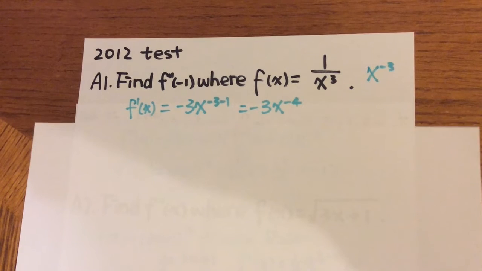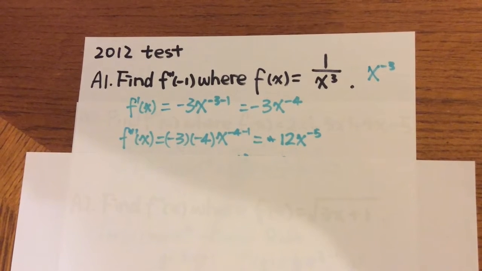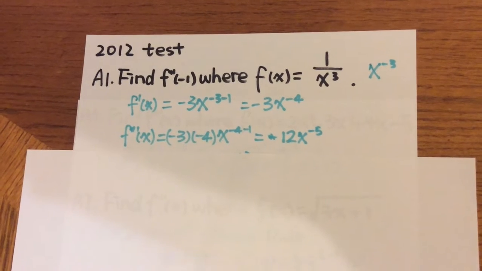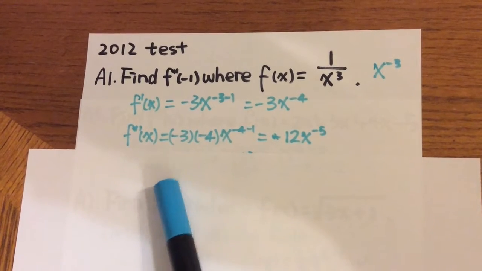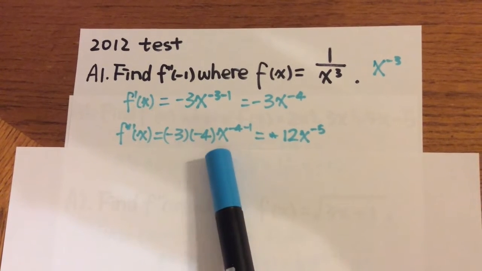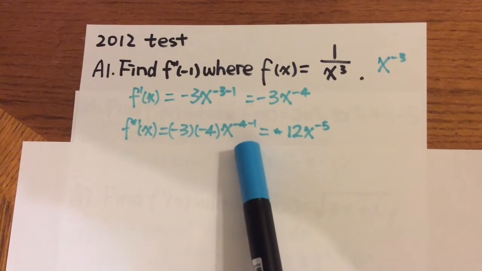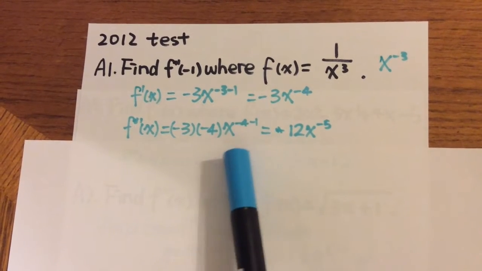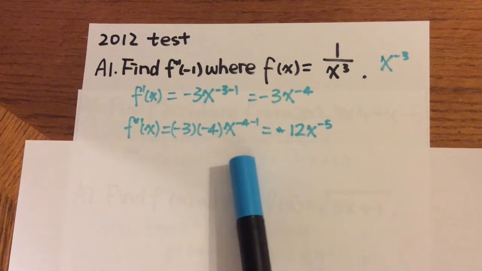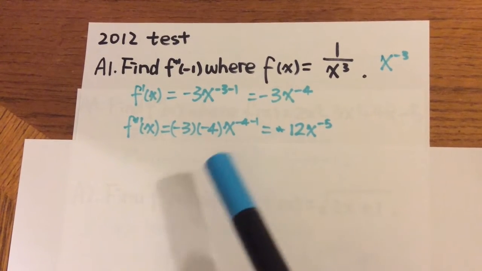Then we go to the second step, which is to find the double prime of f. f double prime of x is minus 3 times minus 4, times x to the power of negative 4 minus 1. This is also the power rule, and it is equal to 12x to the power of negative 5.